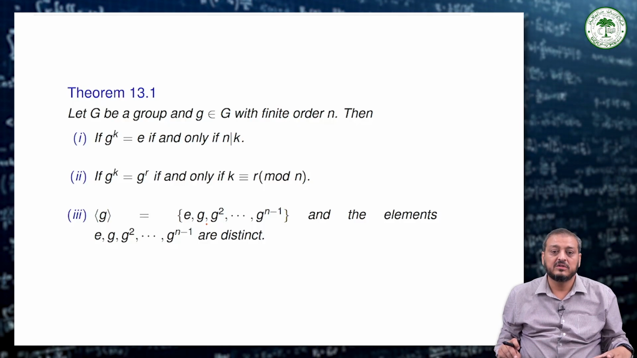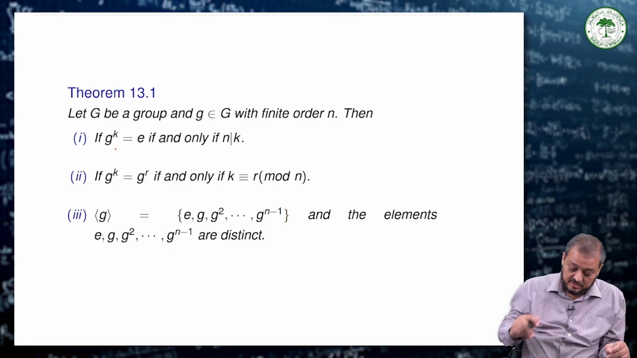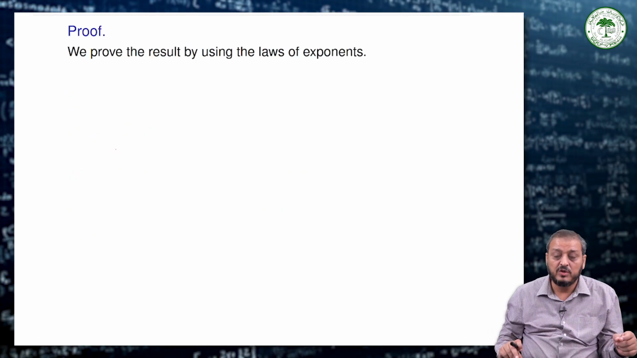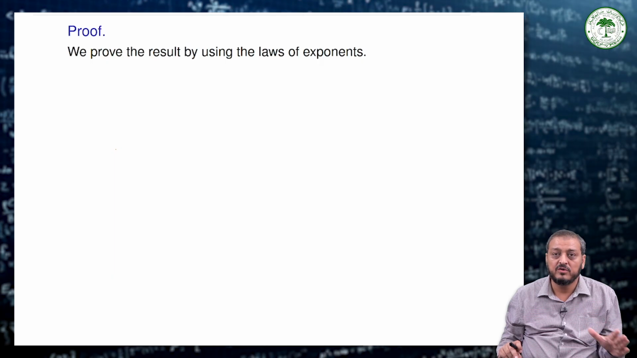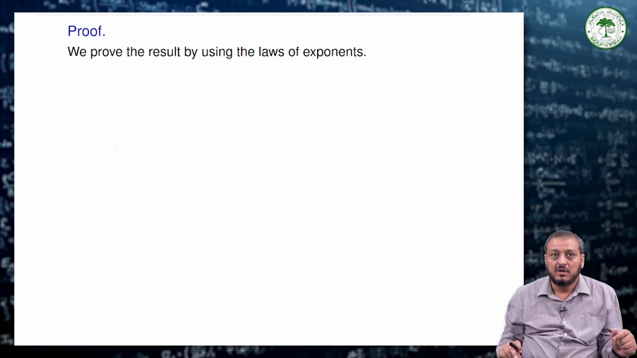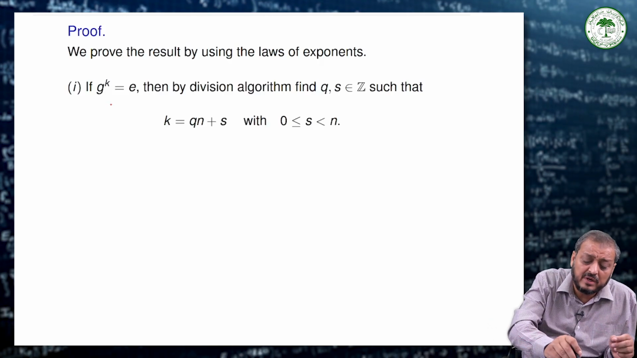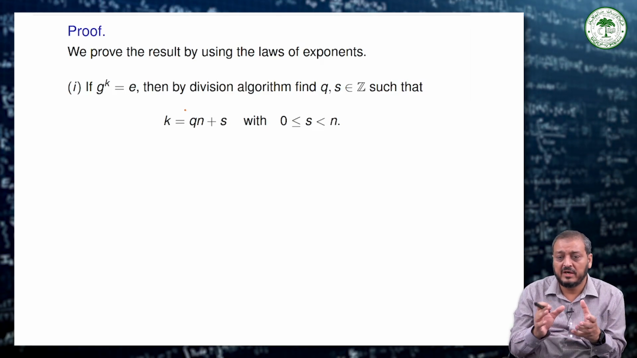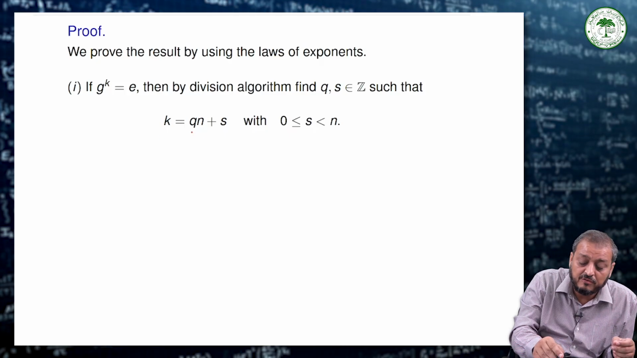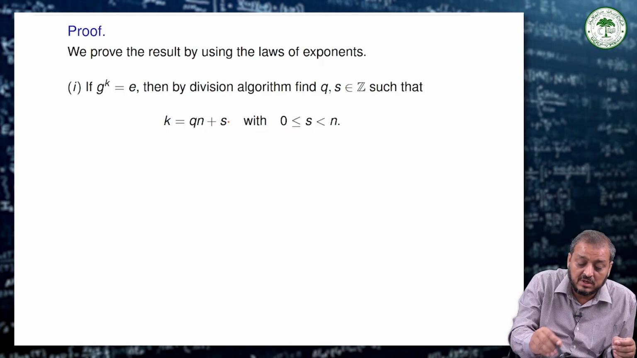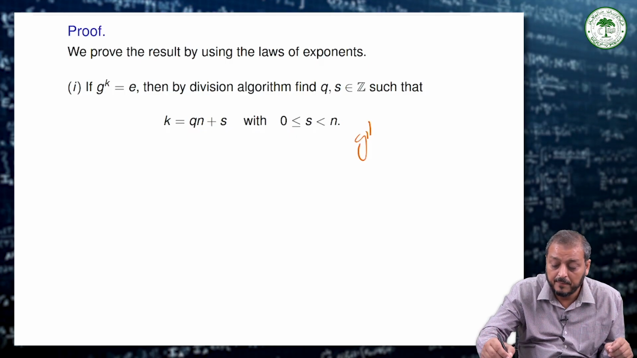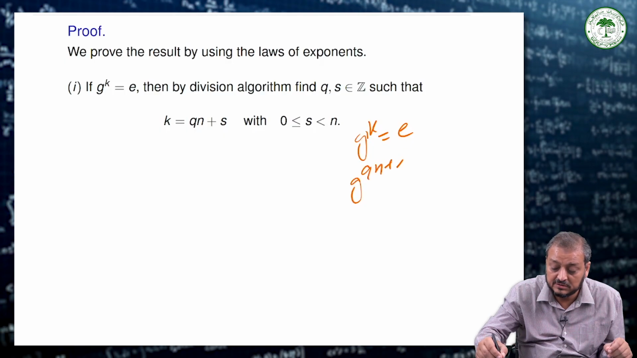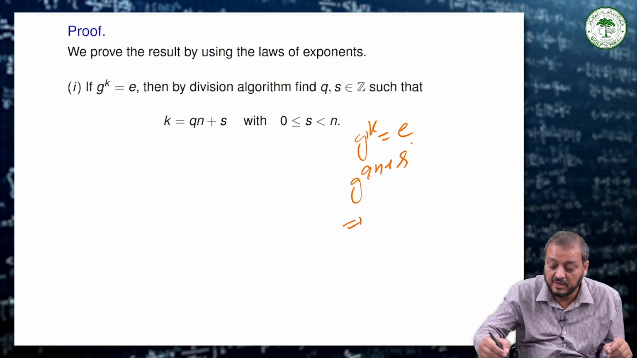So I quickly recall this proof again, because we have to prove that a^k is equal to identity if and only if n divides k. We prove this result by using the laws of exponents. If a^k is equal to identity, then by the division algorithm there exist some q and s belonging to Z such that k can be written in the form qn plus s, because a^k is equal to identity.